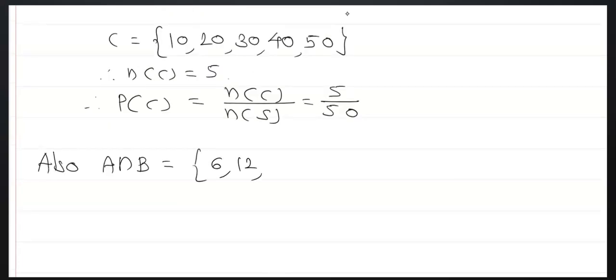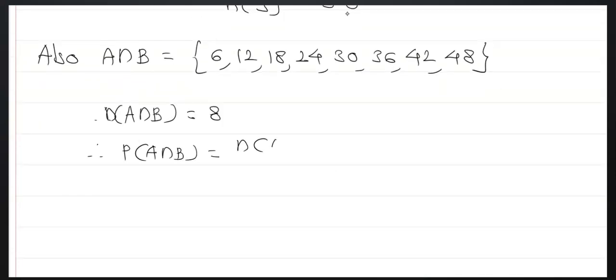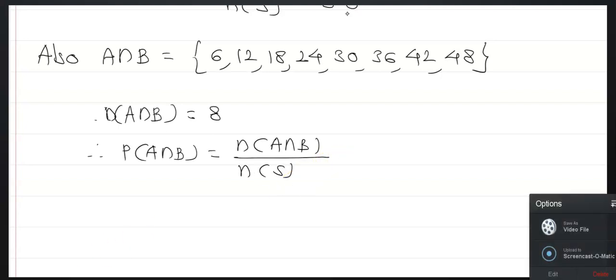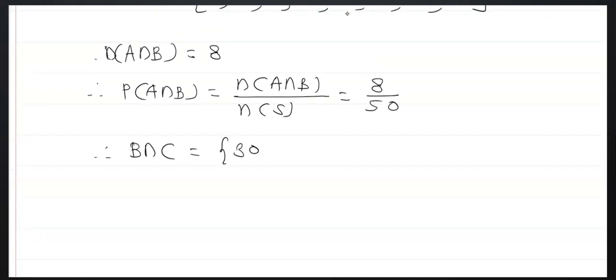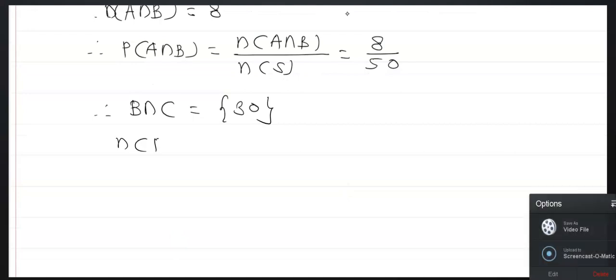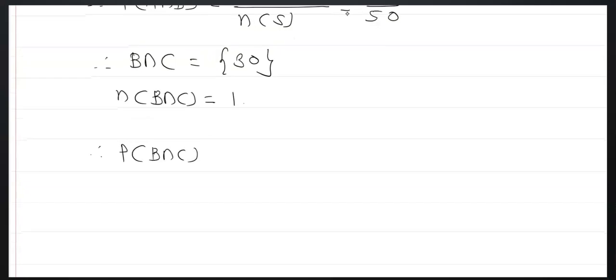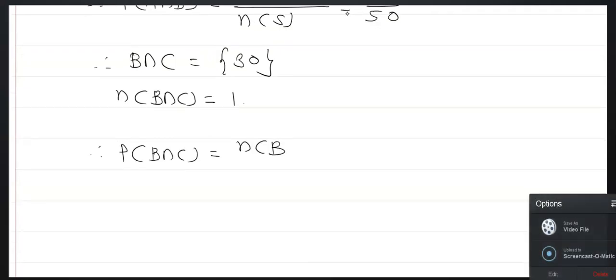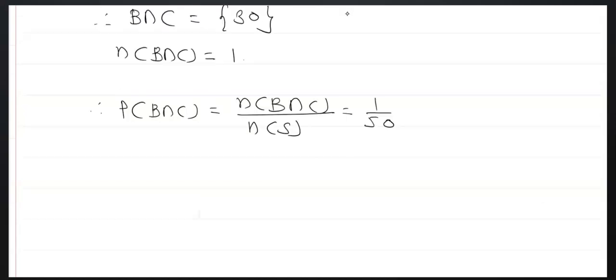Also, A intersection B is 6, 12, 18, 24, and so on. n(A intersection B) is equal to 8. P(A intersection B) is equal to n(A intersection B) upon n(S), 8 upon 50. B intersection C is 30 only. Therefore, n(B intersection C) is equal to 1. Probability of B intersection C is equal to n(B intersection C) upon n(S), that is 1 upon 50.